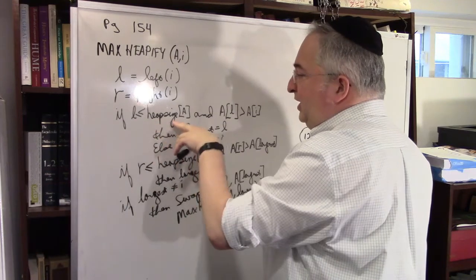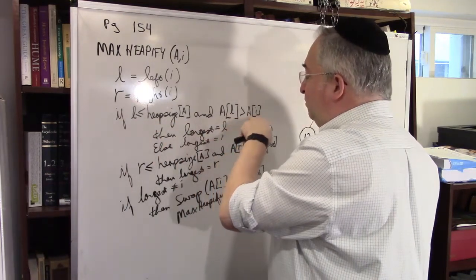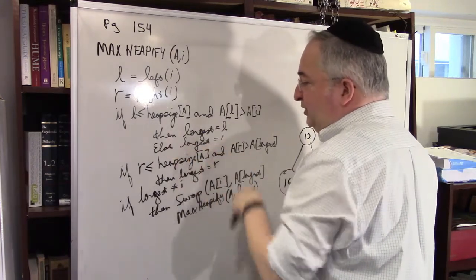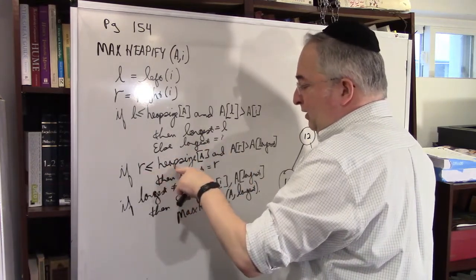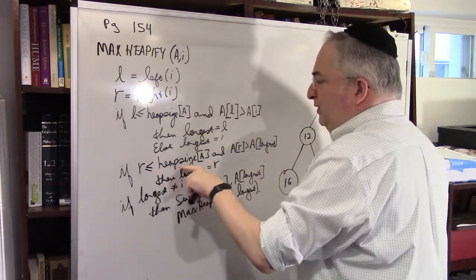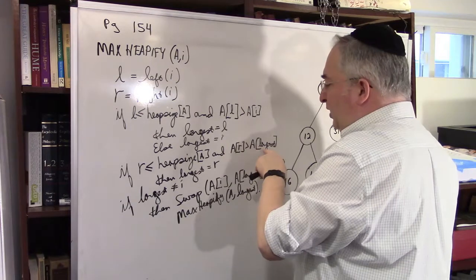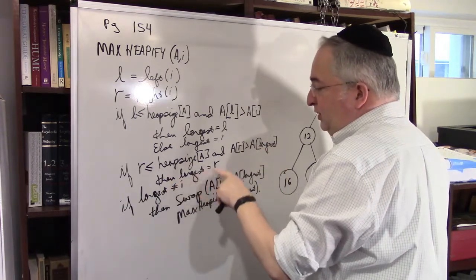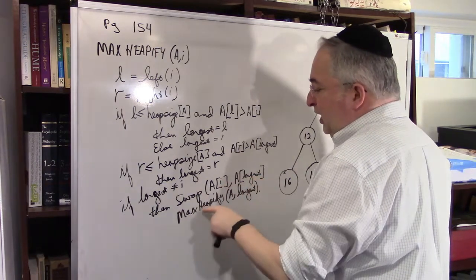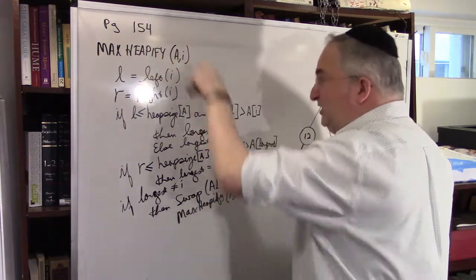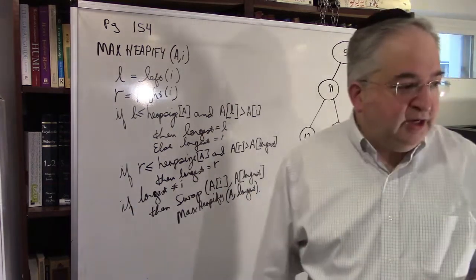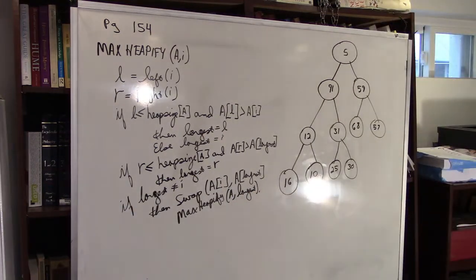If L is less than heap size of A and A of L is more than A of I, then largest is equal to L. Else largest is equal to I. We'll go through what it means when we deal with this. If R is less than heap size of A and A of R is greater than A of largest, then largest is equal to R. If largest is not equal to I, then swap A of I and A of largest, and then recursively call itself, max Heapify A comma largest. Okay, I'll explain what it is in a second.